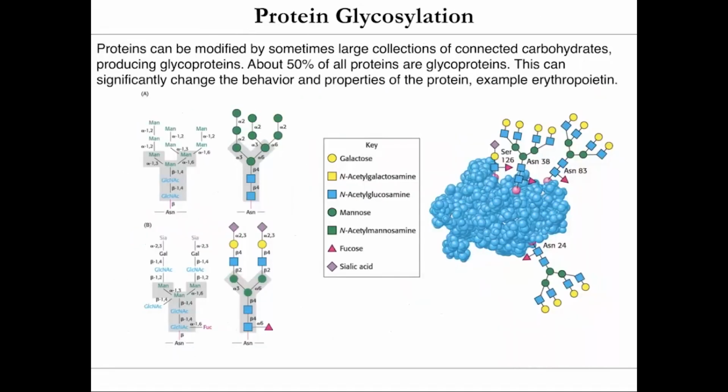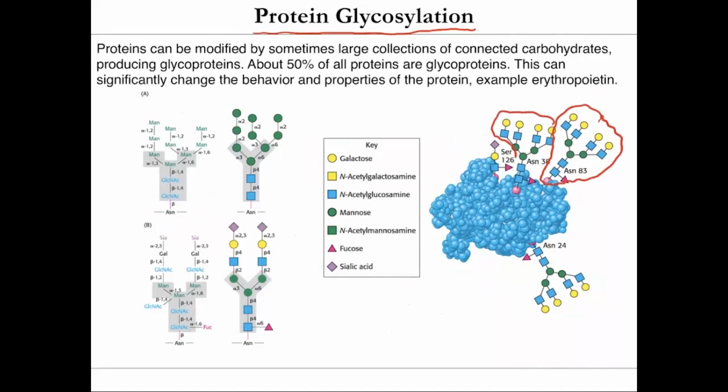So there's also other kinds of carbohydrate polymers that don't necessarily have glucose in them. They can, but one of those that's really important is called protein glycosylation. So proteins can actually be modified by these groups of polysaccharides.